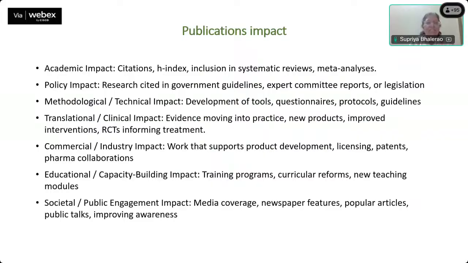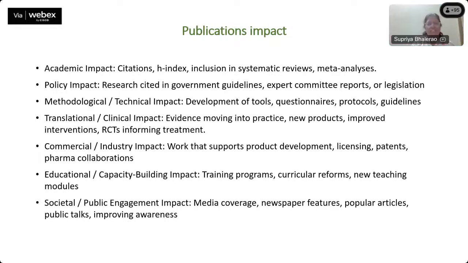Then there is translational or clinical impact, where the evidence moves into practice. Actually, physicians start using that evidence. Whatever I have done, if I'm saying that Triphala is useful in obesity-induced cognitive impairment, how many clinicians have started using Triphala for cognitive impairment in obesity?